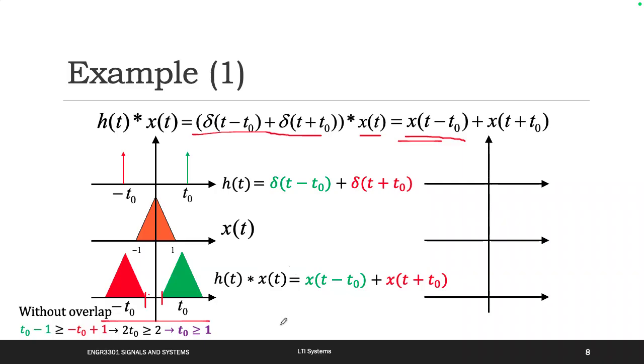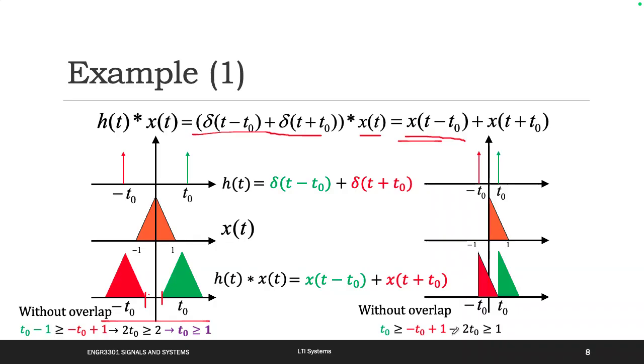Okay, and then this is the other signal. This is our h(t), and this is our signal. Similar to this one, first we shift right and then left, but we don't want overlap. So t0 should be greater than or equal to negative t0 plus 1. I'm right. And then t0 should be greater than or equal to 0.5.